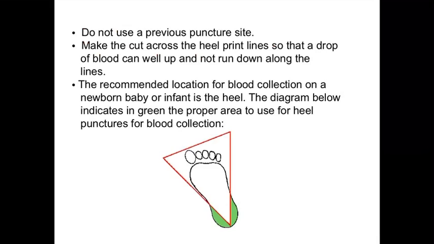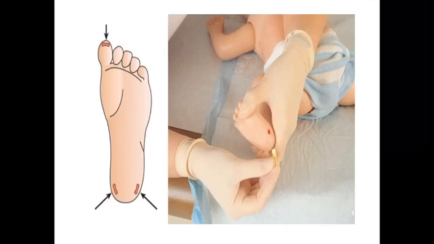The recommended location for blood collection on a newborn baby or infant is the heel. The diagram below indicates in green the proper area to use for the heel puncture for blood collection. This green area is used for the collection. On this side we can collect the blood from the toe also.